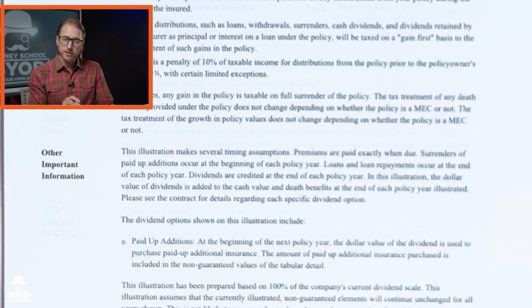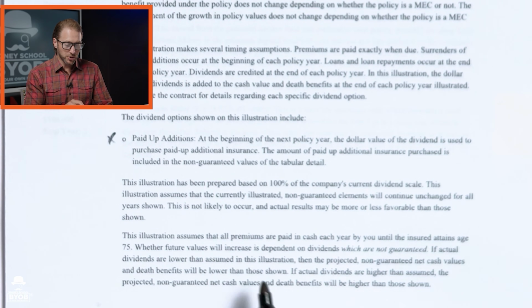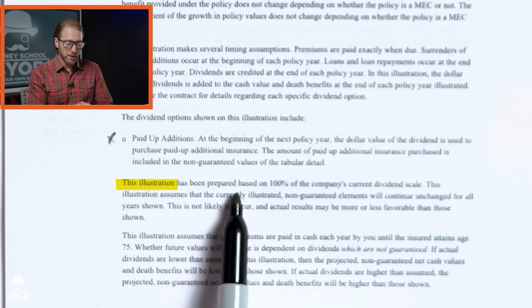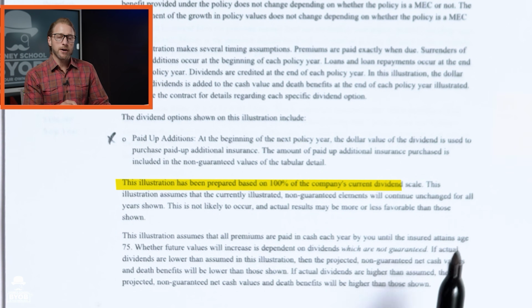Dividend options on the illustration include paid up additions. I had mentioned that. The way we're designing this policy and every policy for the most part is always going to be with dividends being applied to paid up additions, because that's what's going to increase your cash value and your death benefit like that graph showed. And this one just shows you right here, the illustration has been prepared based on 100% of the company's current dividend scale. That's important because current dividend scale is what we're looking at every year in this policy. Now, dividends will change. So this policy illustration will be different into the future.